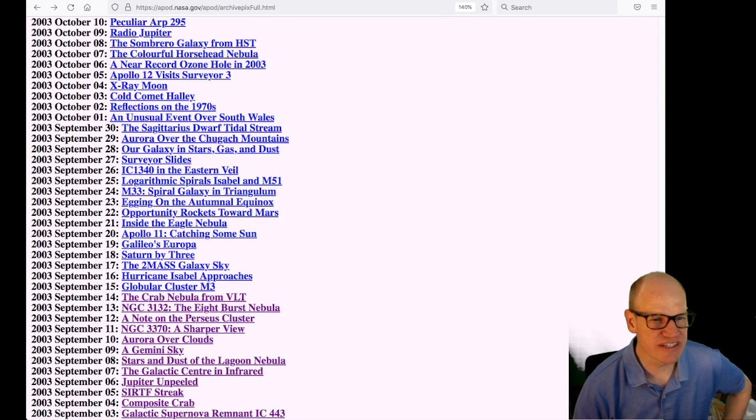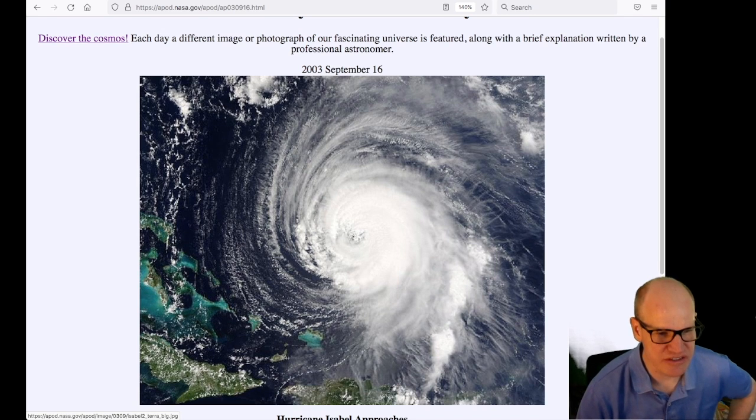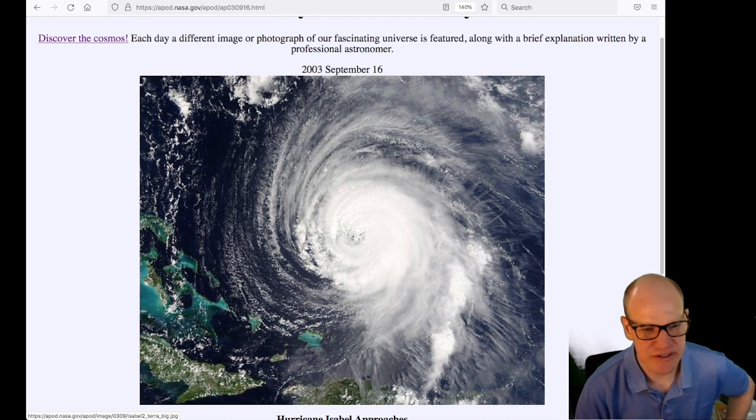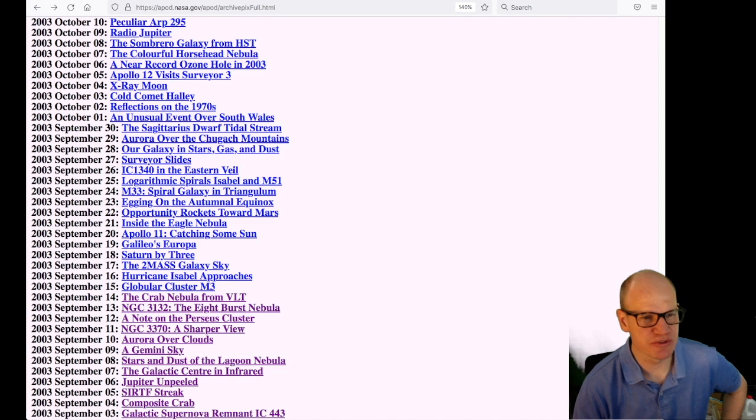All right, Hurricane Isabel approaches. That is what a hurricane looks like in all of its power and glory from the top. And of course, it is spiraling in the counterclockwise direction, which is what you would expect in the northern hemisphere.